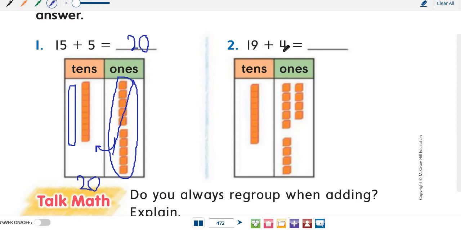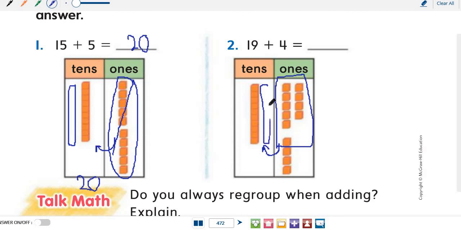Now 19 plus 4. Here we have 1 ten and here we have 9 ones plus 4 ones. 9 plus 4 equals what, grade 1? Equals 13. Since we have 13 ones, more than 10 ones, do we need to regroup? Yes, of course, we need to regroup. So let's regroup these 10 ones. We will circle the 10 ones. Here we have 9 and 10. So we will regroup these 10 ones as a ten.